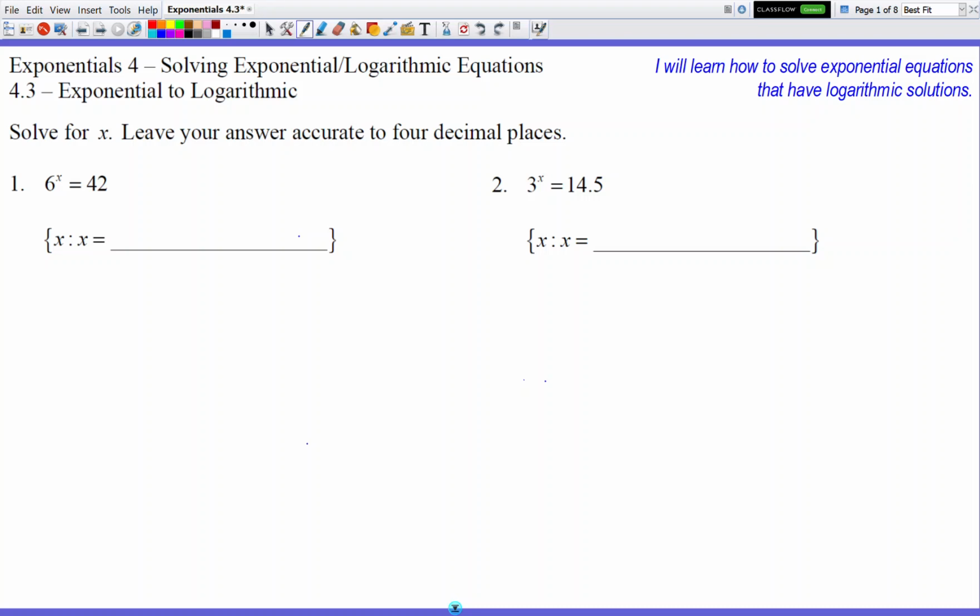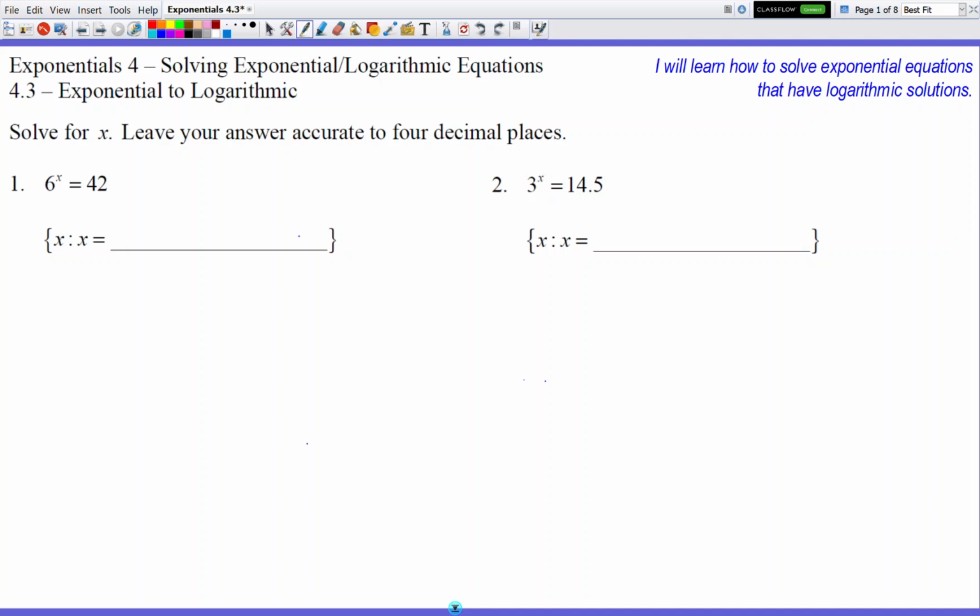Hello and welcome to Exponents 4.3. Today we're going to solve for x, just like the previous section in the sense that x is an exponent, but the way that we solve it is not going to be the same, because in the last lesson we made the bases match on the left side and the right side. Today there's no way I'm going to turn 42 into 6 to the power of something. It's not a nice number, so we're not going to do that technique.